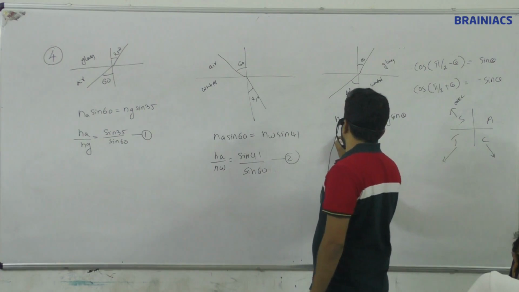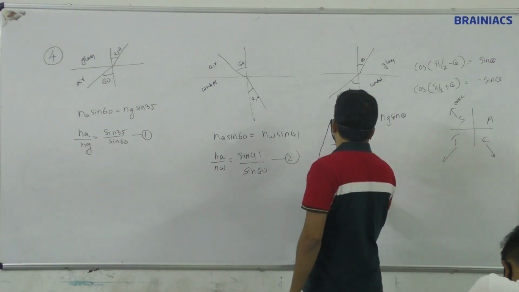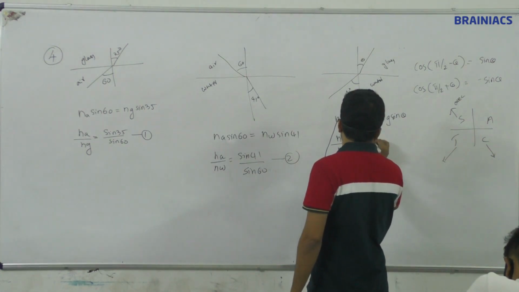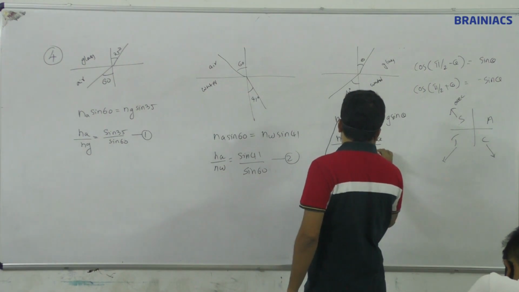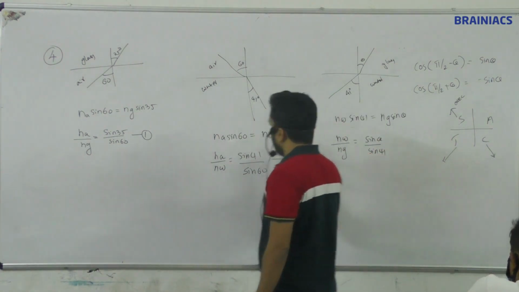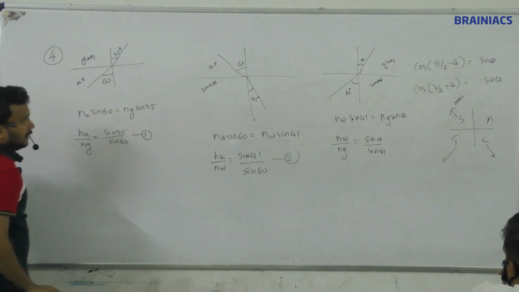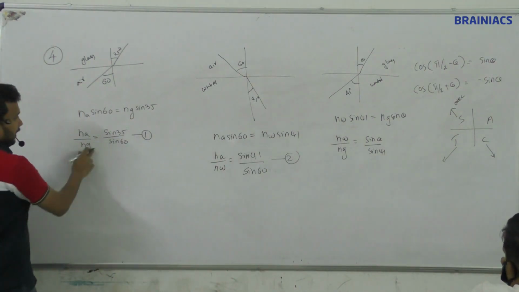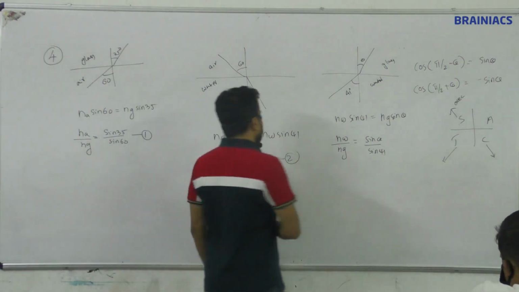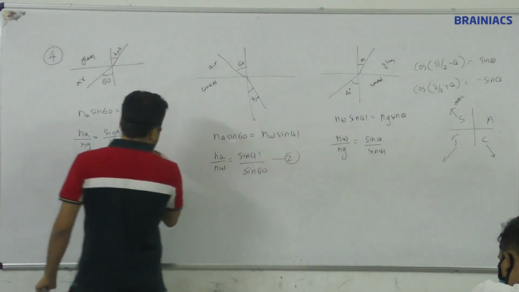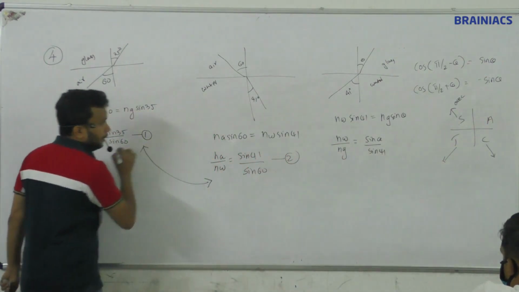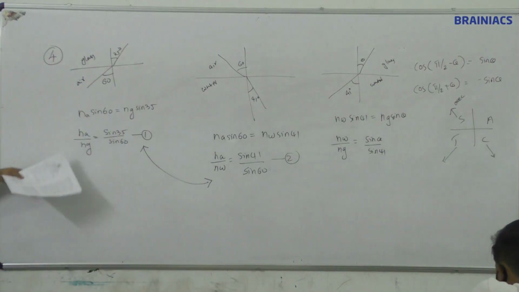Theta has to be found out. n water by n glass equals sin theta by sin 41. How to get from this? I want n water on top, so I am dividing on the left side. What I am going to do is combine these two. I need another formula from here.